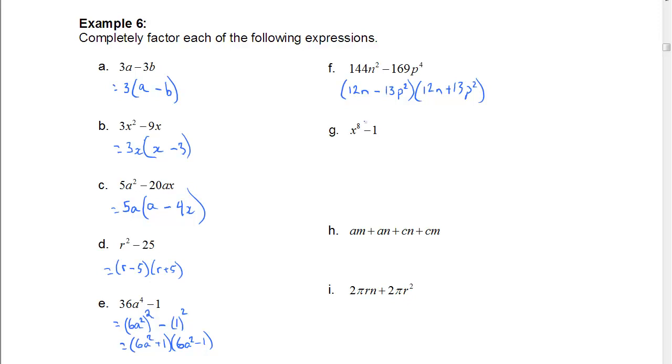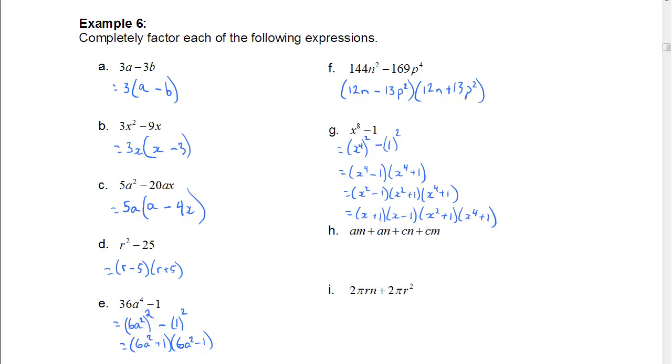x to the 8 minus 1, well, 8 comes from x to the 4 squared minus 1 squared. So we can think about it as a difference of two things squared. So we get x to the 4 minus 1 and x to the 4 plus 1. Now x to the 4 minus 1 we can factor again. That's x squared minus 1 times x squared plus 1, because it is still a difference of squares. And again we see another difference of squares here. So this is x plus 1 times x minus 1 times x squared plus 1 times x to the 4 plus 1.